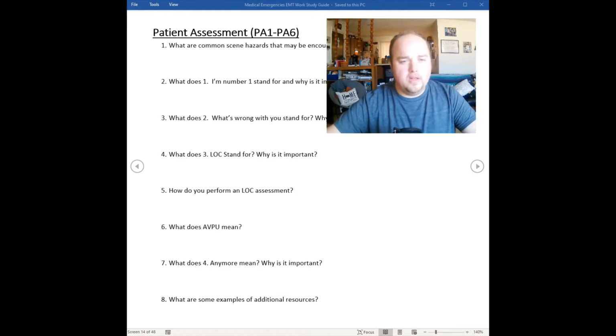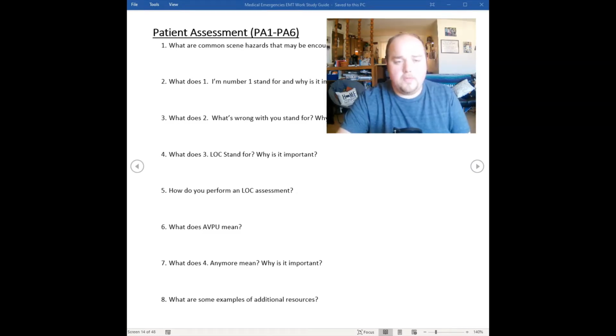Number three, LOC covers our ability to determine how responsive they are. What's their level of consciousness? LOC stands for level of consciousness, and it's important because we need to determine if they're alert, if they're oriented, and if they're not alert, are they alert to verbal stimuli? Are they alert to painful stimuli? Are they unresponsive? We need to be able to determine this, and so we need to ask questions to figure out what's going on.